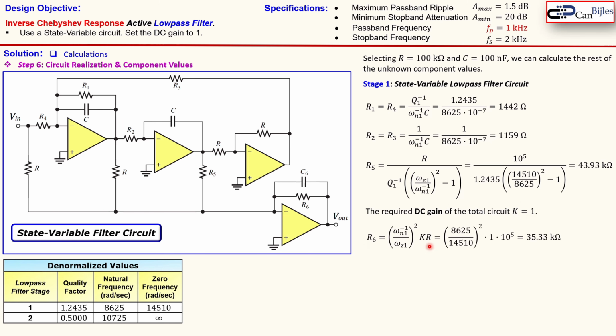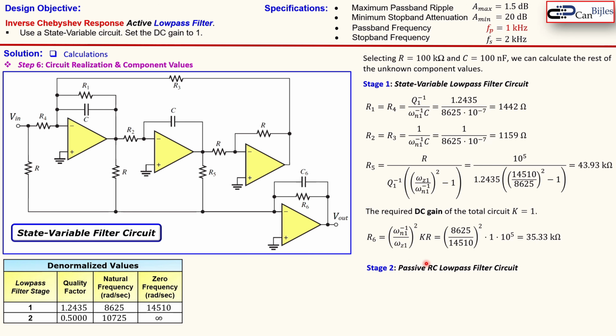Now that is given here, so R6 is calculated using this formula. Again, the natural frequency, the zero frequency, and the K here is 1, so we take 1, and the resistor R we have selected as 100 kilo ohm. And that will result in 35.33 kilo ohm. Now we are done with the first stage.